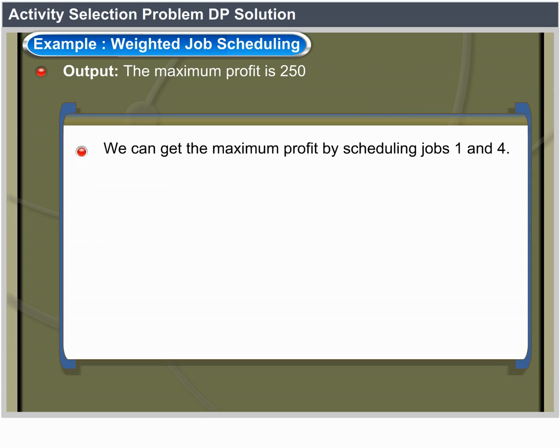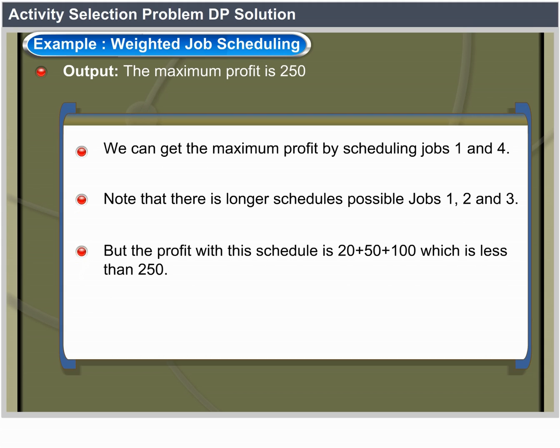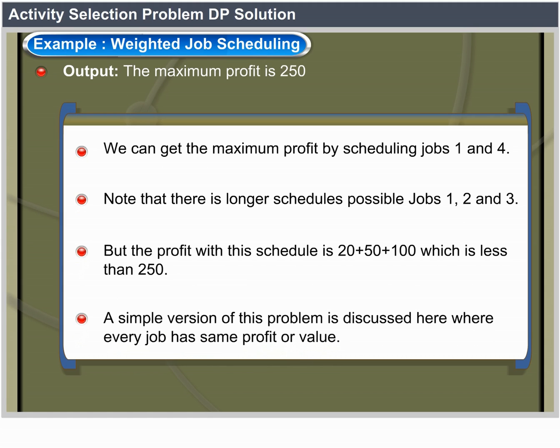We can get the maximum profit by scheduling jobs 1 and 4. Note that there is a longer schedule possible, jobs 1, 2, and 3, but the profit with this schedule is 20 plus 50 plus 100, which is 170, less than 250. A simple version of this problem is discussed here, where every job has the same profit or value.